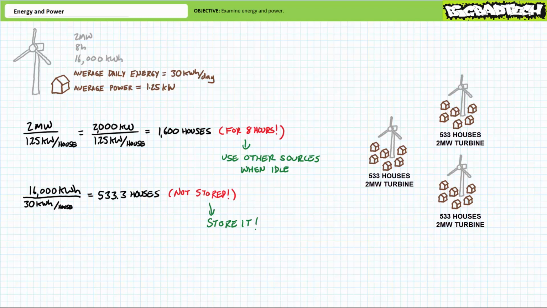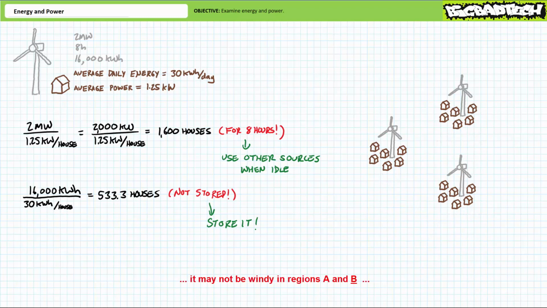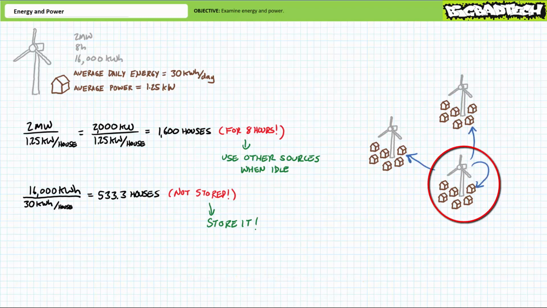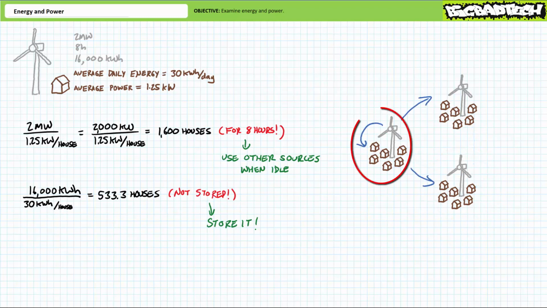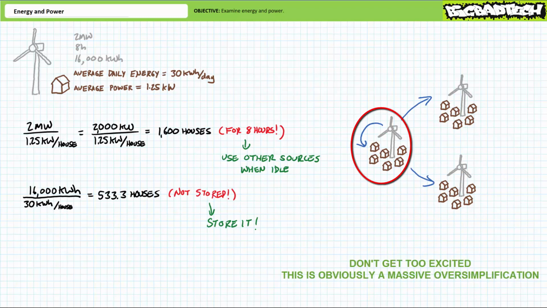Consider several communities, each consisting of 533 houses and a 2 megawatt wind turbine linked to each other via a transmission grid. Granted, it may not be windy in regions A and B, but in region C where it is windy, the output of this turbine can be directed to A, B, and C, matching the instantaneous power output of the turbine with the instantaneous power demands for all three communities. When weather patterns shift and it's windy in region A and not in B and C, the output of this community's turbine is directed to A, B, and C.